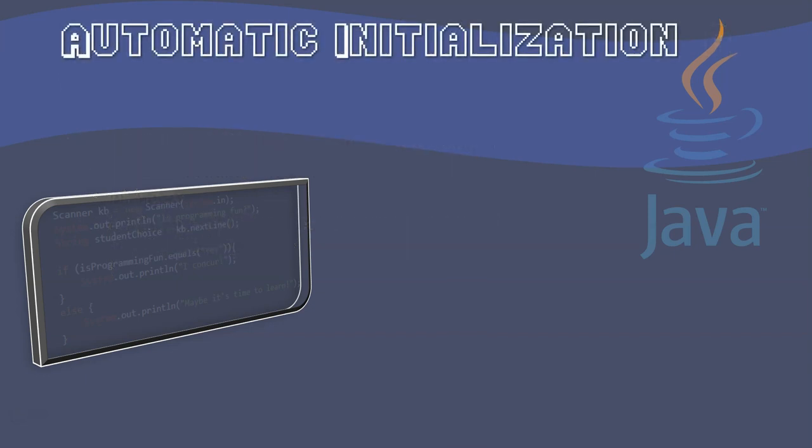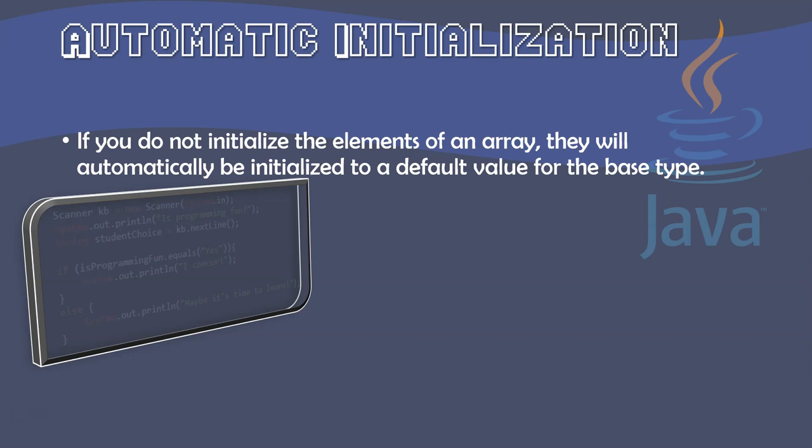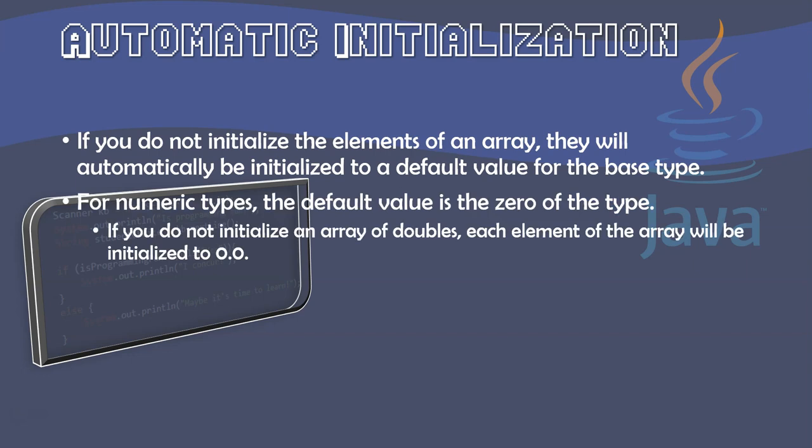You should also understand that arrays can use automatic initialization. If you don't initialize the elements of the array, notice you don't come through and say, oh, this is 2, this is 15, this is whatever, they will automatically be initialized to a default value for the base type. For numeric types, the default value is the 0 of that base type. If you're using doubles, then each element of the array will be initialized to 0.0. Very important distinction there because, remember, 0.0 is a decimal type.